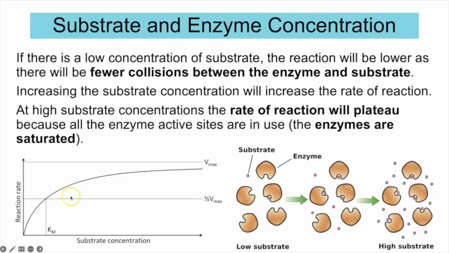If you were to increase the substrate concentration, because there are now more molecules present, you're more likely to have a collision, therefore more likely for enzyme-substrate complexes to occur, and the rate would increase. However, the rate would eventually plateau, so it would level off at a maximum rate of reaction, and that's because it would reach the point when all the enzyme active sites are in use, or in other words, the enzymes are saturated, and you would now have to add more enzymes as well as more substrate to increase the rate.